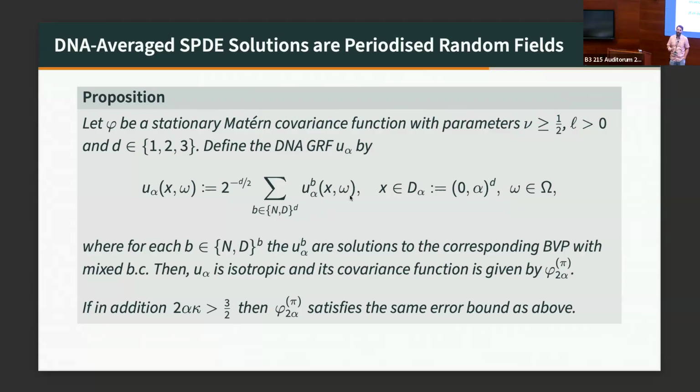And you can use the same error bound. So the error again decreases exponentially with alpha. So again, in our practical computations, we're going to choose alpha equals 1. So we work on the original domain.